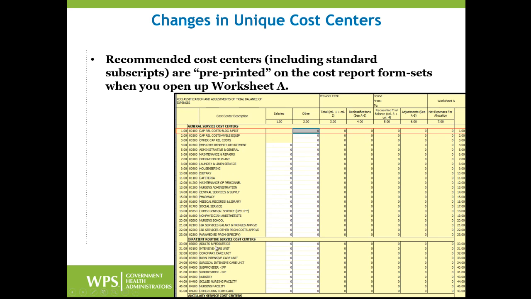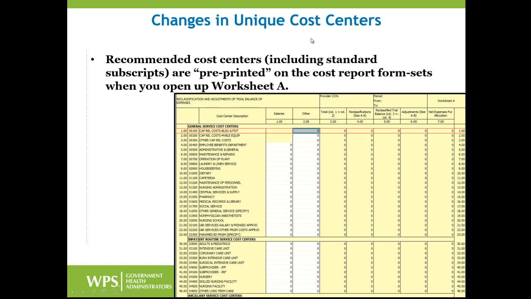And then down below you start with your revenue producing cost centers, the routine, and you can barely see the ancillary at the bottom. So that's the idea here. Whatever costs get directly assigned to the general service cost centers, later on in worksheets B and B-1, we're going to be allocating them to the routine and ancillary cost centers, and possibly non-reimbursable and others. But the point I'm making here is that the "recommended" cost centers are the ones that are pre-printed on worksheet A, or hard-coded into worksheet A.